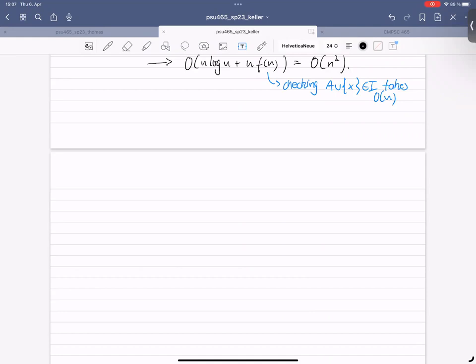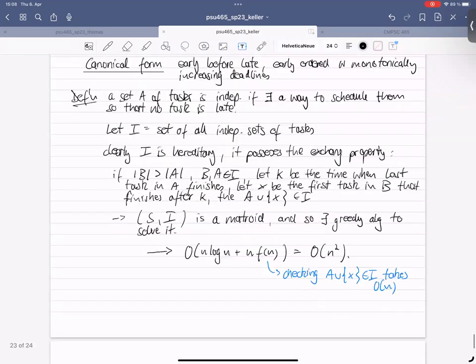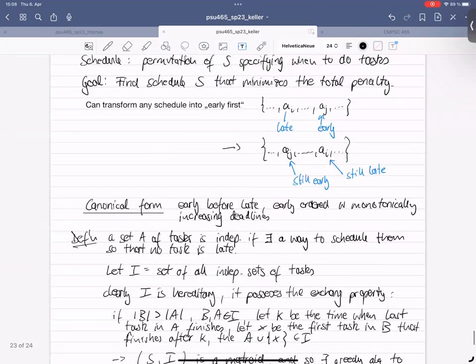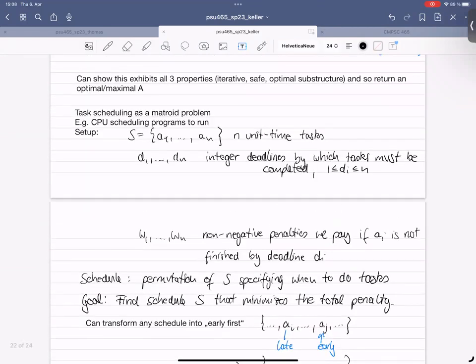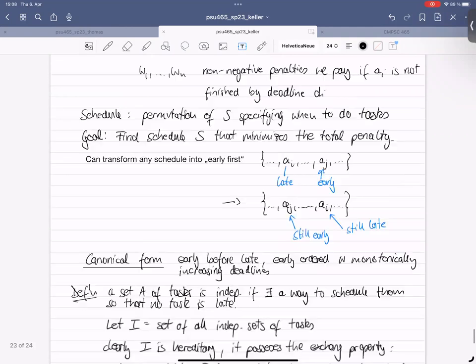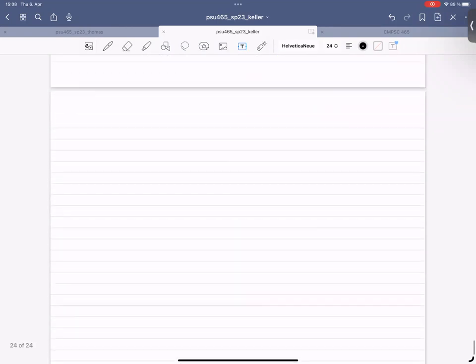We stopped with Matroids last time. Are there any questions before I start a new topic? Yeah, unit time scheduling, the example that we had. No question? Oh, yeah, there's a question.